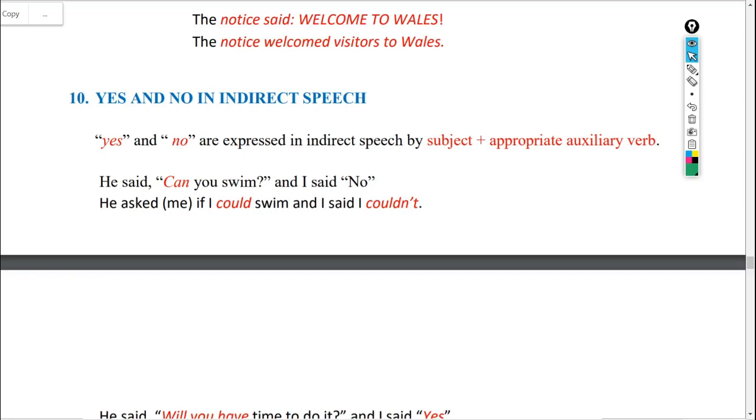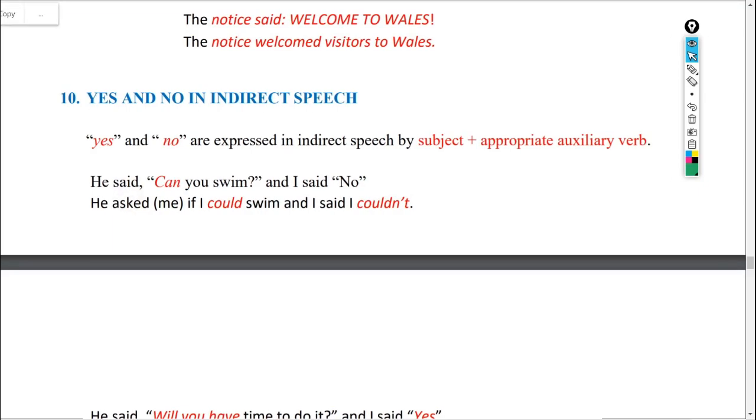Here, "he said" implies "to me": he said to me, "Can you swim?" He asked me, which is not expressed, therefore we put it in brackets, if I could swim, and I said I could not.